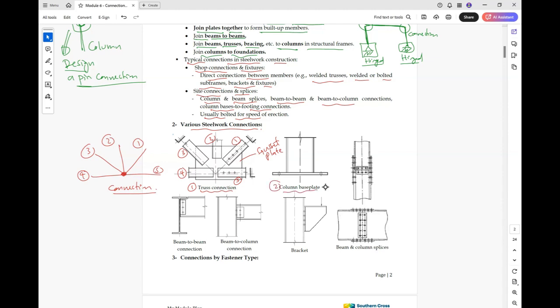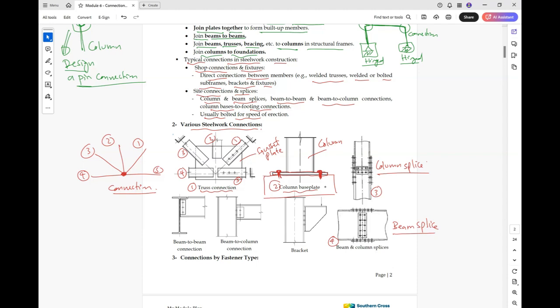Example number 2, we have a base plate connection. So if this is our footing, we have a plate and there are some bolts here to connect the column to the footing. Okay, and here number 3 and number 4 are column splice and beam splice.